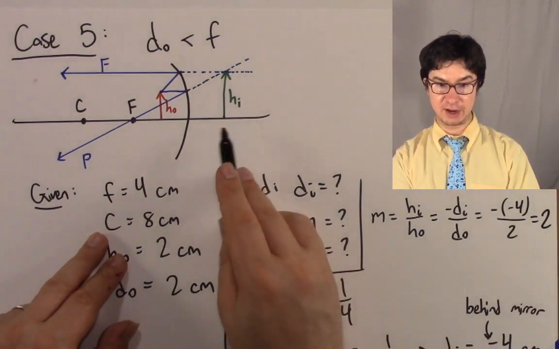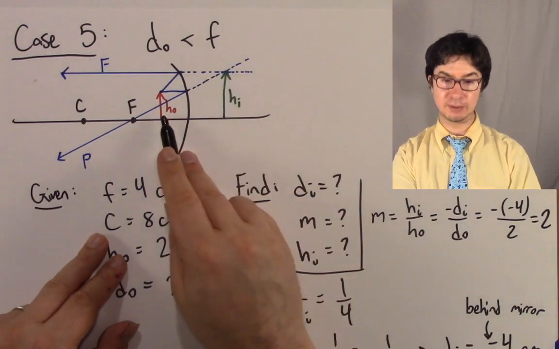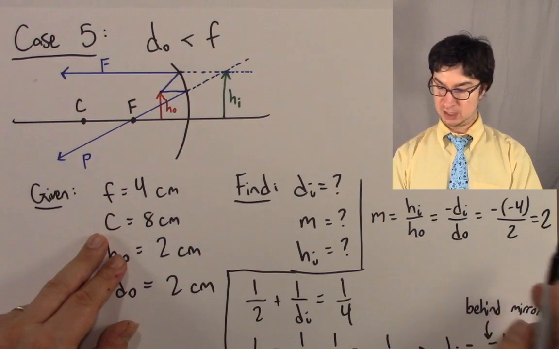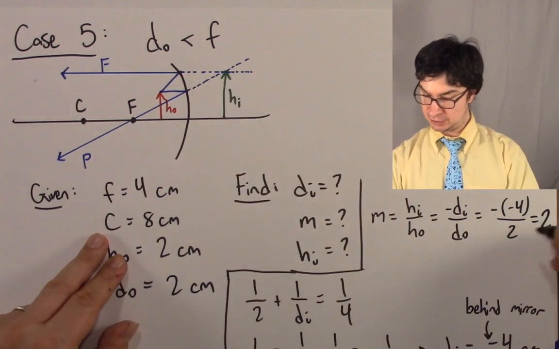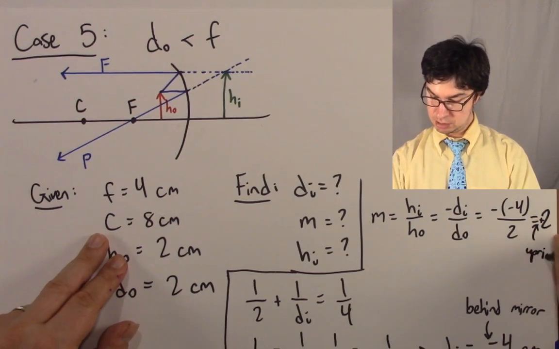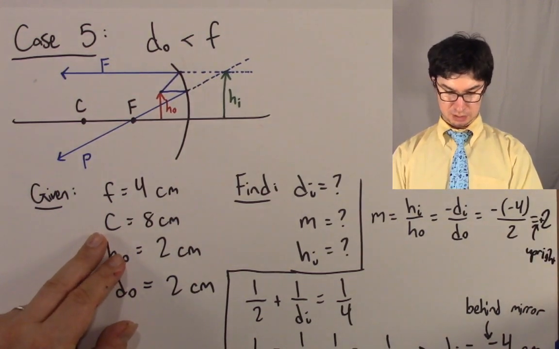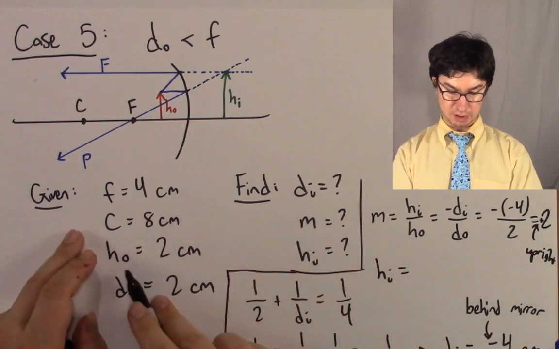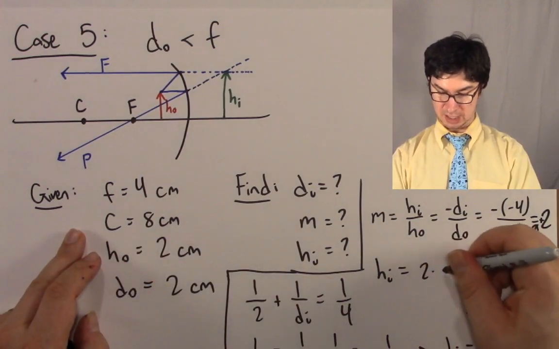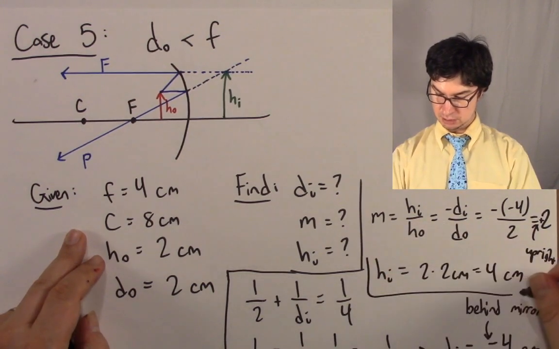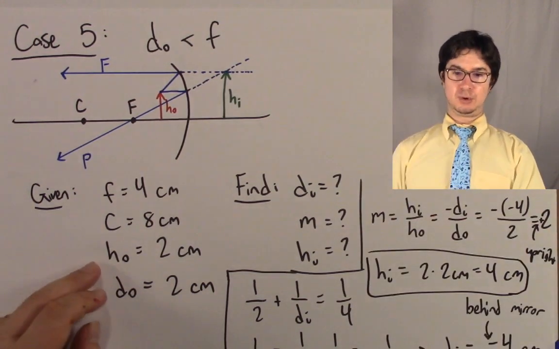Is that consistent with the diagram? Yes. The image height is double the object height, so it makes sense that the magnification is 2. It's a +2, which means it's an upright image. All right, and that's really cool. So the image height, obviously, will be double the original object height, or 2 times 2 centimeters equals 4 centimeters.